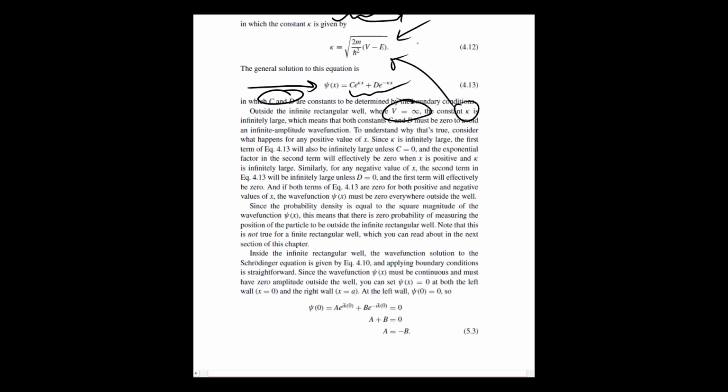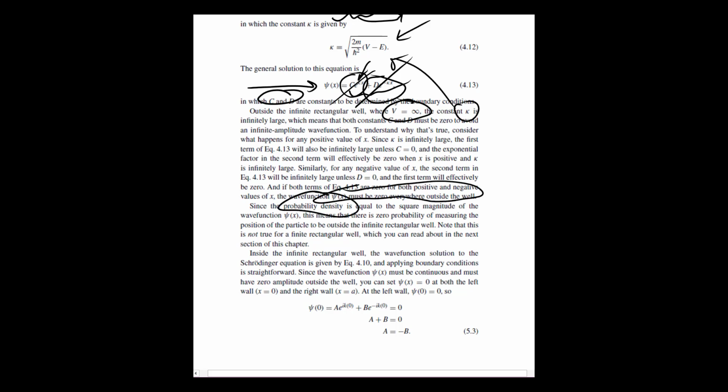When V is infinity, kappa is also infinity. So what does that mean? Well, if this is infinitely large, this term's going to blow up at any positive x. So c must be 0. But at negative x, this term is going to be infinitely large when kappa is infinite. So that means d must also be 0. And if c and d are both 0, the wave functions must be 0 everywhere outside the well.